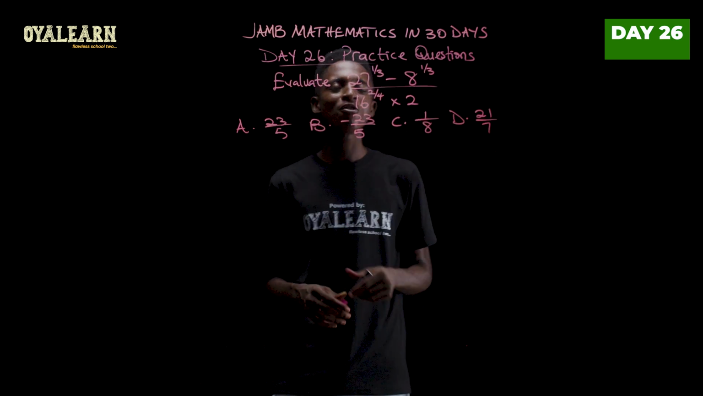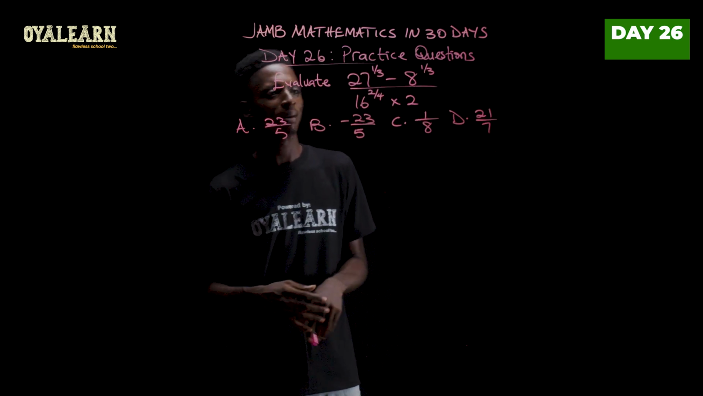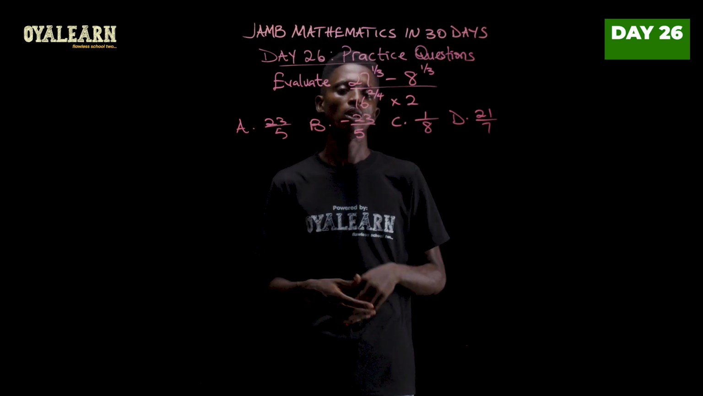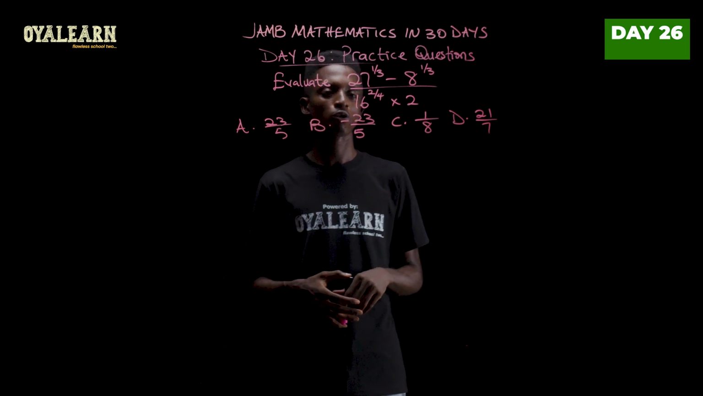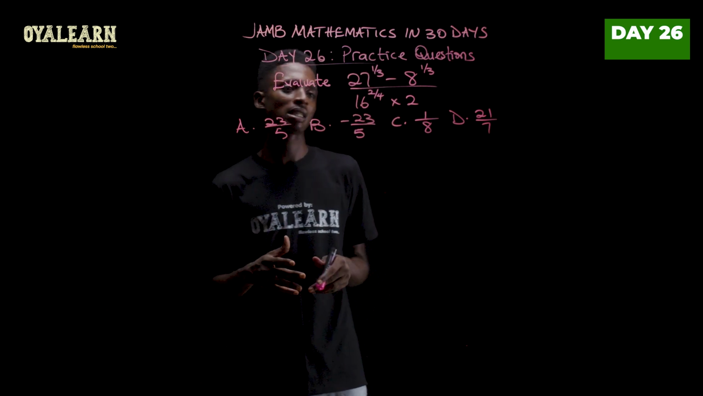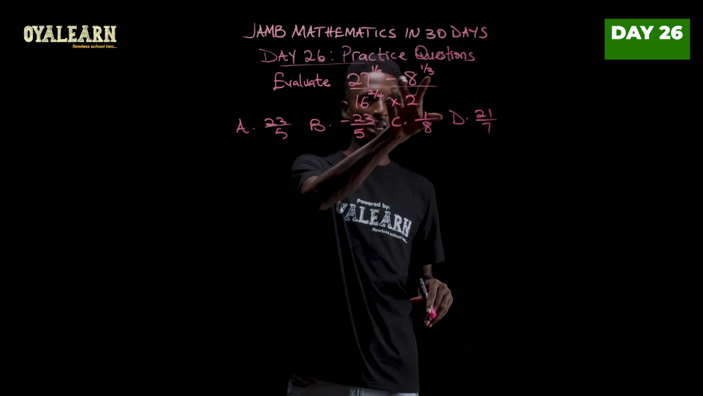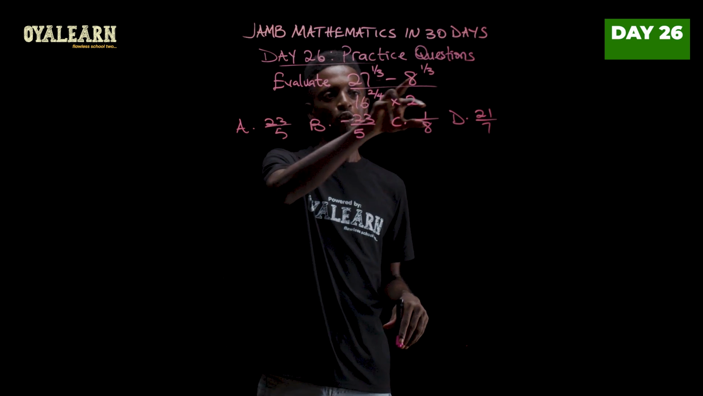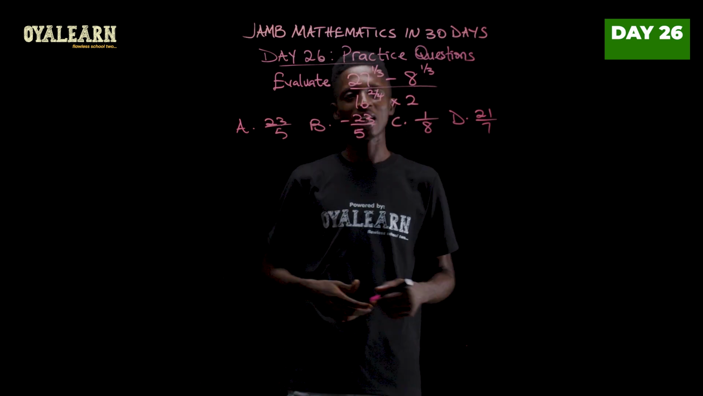Evaluate 27 to the power of 1 over 3 minus 8 to the power of minus 1 over 3 as well, all divided by 16 to the power of 2 over 4 multiplied by 2. Now, what you have to do in this case is to ensure that you bring the base here to have the power as what we have as the denominator of what this initial base is carrying as a power.